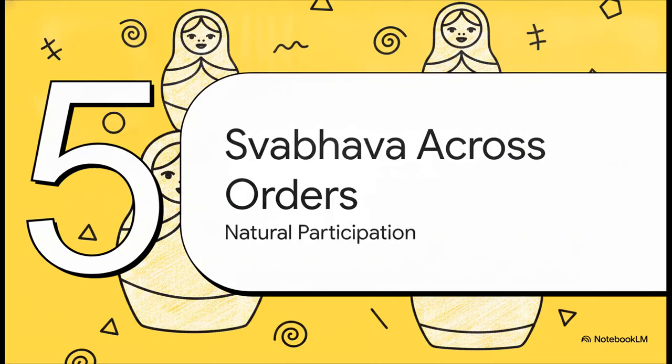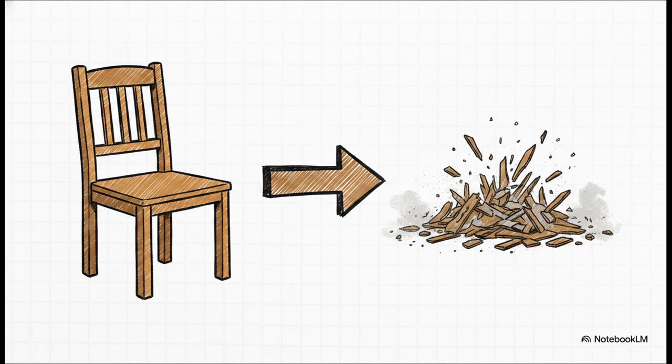Section 5. Tracking swabhava across the 4 orders. In the material order, participation is purely physical. The swabhava here is simply composition and decomposition. Atoms combine to form molecules. Molecules break apart. A wooden chair is composed of wood, and over a long period of time, it decomposes. And honestly, that's the full extent of a material unit's participation in existence.